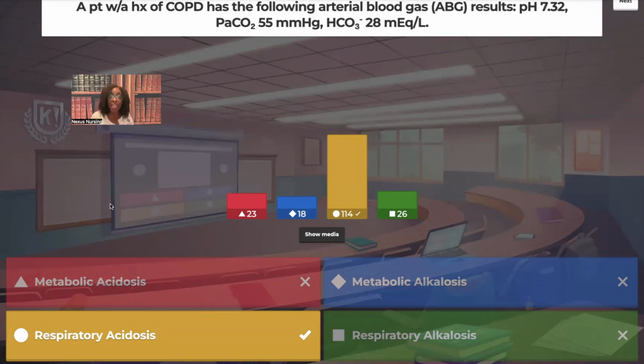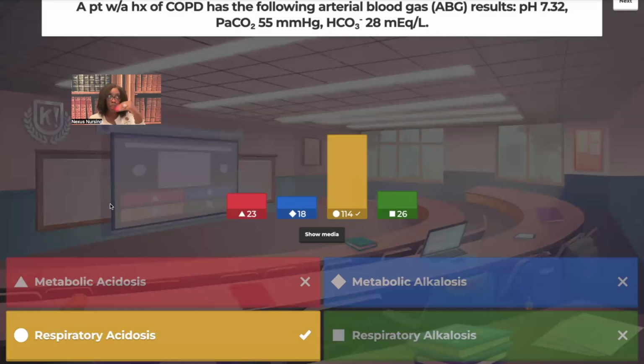When you have COPD, you're holding on to all of your CO2. CO2 is acidic, which means the patient's going to be in an acidic state. Respiratory acidosis, boom, that's it. But if you couldn't figure it out by the COPD portion, you've got the numbers.